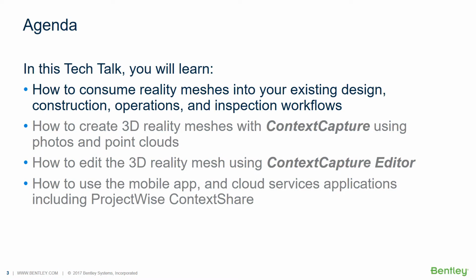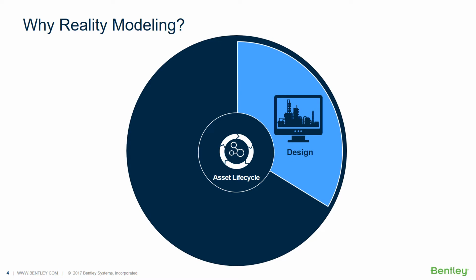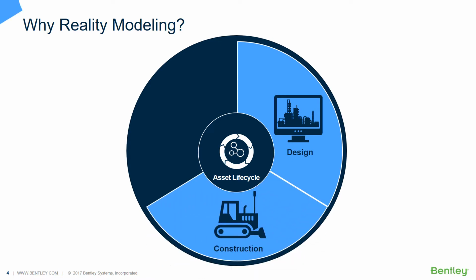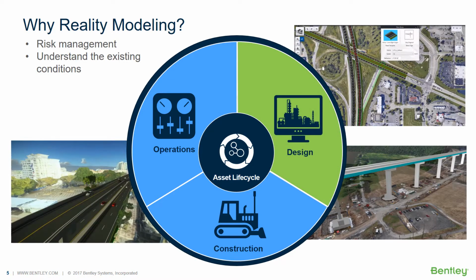So first on the agenda, how we consume these reality meshes in our existing design. Reality modeling can be applied to all phases of an asset lifecycle. For example, in design phase, as well as construction and operations. When it comes to the design phase, we use these reality models for our existing conditions. It gives us a nice base to start from, better than just an aerial image that's draped over some terrain. We can create a real 3D model from it.